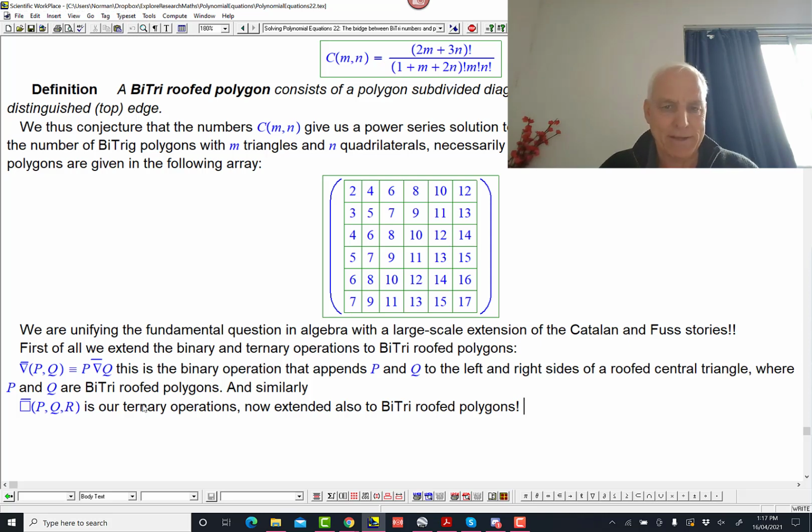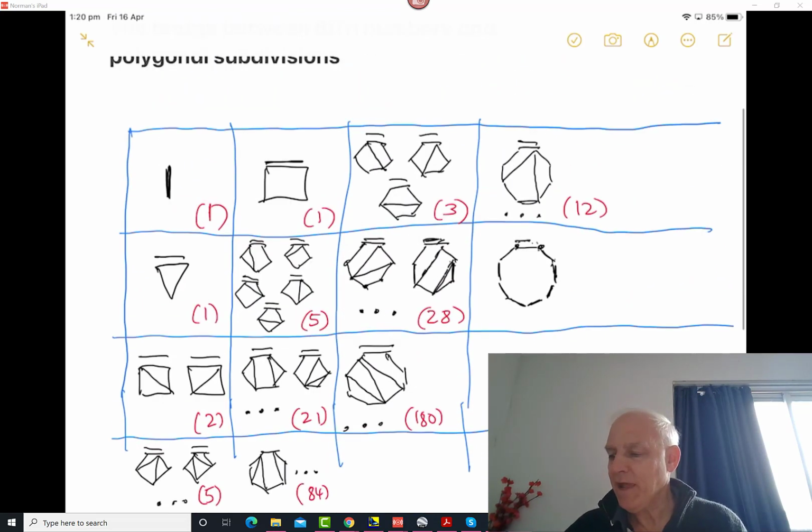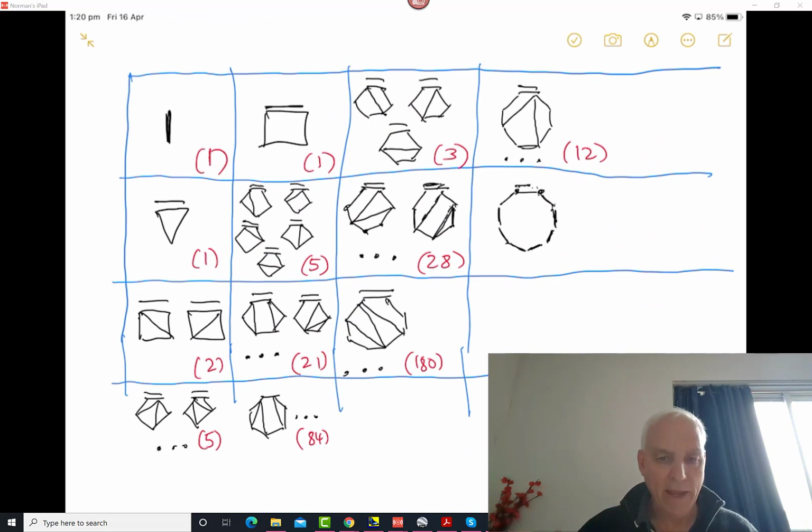Let's have a look to see what this looks like more concretely. Let's have a look at these bi-tri-roofed polygons. They naturally can be organized in an array which exactly mirrors our bi-tri numbers array, but which is more elaborate, in which the entries are not just single numbers, but actually collections or multisets of these bi-tri-roofed polygons. So have a look at this thing here. In this top corner, we just have the single degenerate two-sided polygon. As we go down, we see various triangulations, first of a triangle, and then of a quadrilateral, and then of a pentagon, and so on, and we get the usual Catalan numbers.